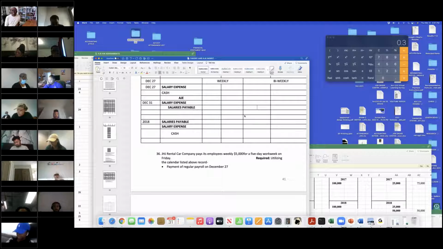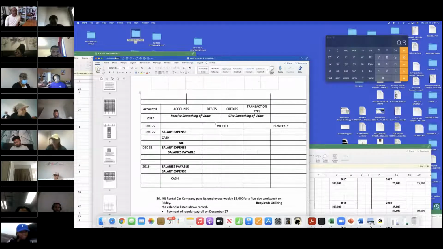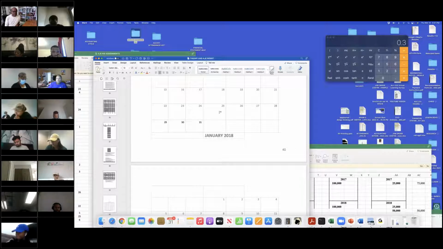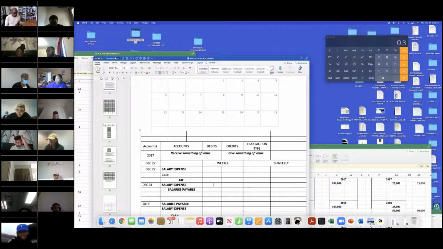So when they pay the salary, what's the journal entry? Okay, we're paying the workers for working the week of the 22nd through the 28th. We're paying them on the 27th. How much we gonna pay them? $5,000. They're getting paid 1,000 a day. What's our journal entry type? It's a 9. So that's a type 9 that we're making to pay the regular payroll.